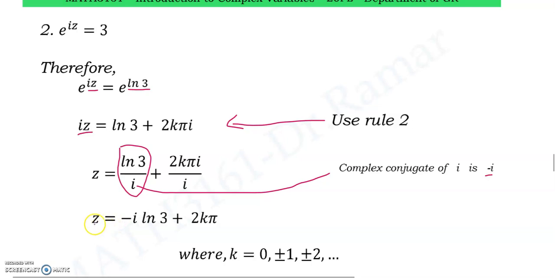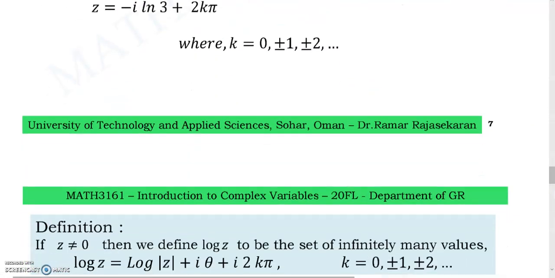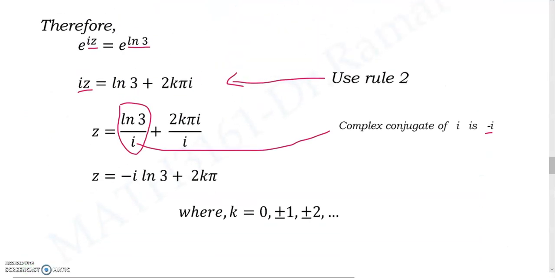This gives all values of z when you replace k by any integer. Means if you put k equal to 0, k equal to plus 1, k equal to minus 1, and so on, you will get different z values. So this is the final answer for z, where k is an integer. Now we will see the continuation of this in the next video.